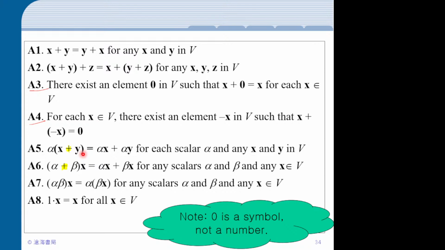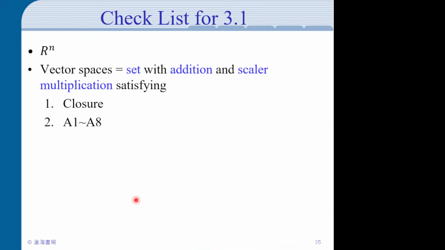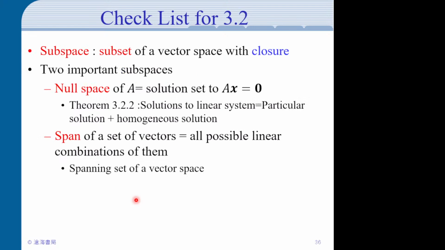And anyway, then we have the associative rule for scalar multiplication, so (alpha plus beta) times x should equal alpha times x plus beta times x, and also the scalar 1 times x should equal x. Okay, so 8 of them. And so that's the definition of vector space, and in 3.2 we give a definition of subspace.